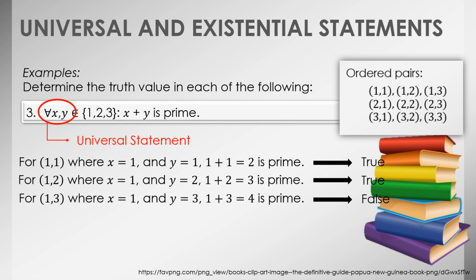Since we have shown immediately a pair of values that makes the statement false, we can now stop at this part and directly draw our conclusion since the given statement is universal. Hence, since the ordered pair 1, 3 fails to satisfy the given statement, we can say that we failed to show that all values of x and y satisfy the given statement. Therefore, the statement number 3 is false.